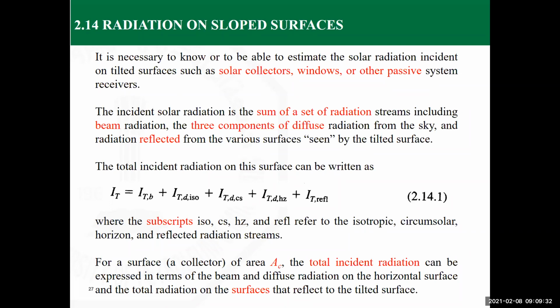So the subscripts: ISO, which is isotropic, is independent of the direction. CS, which is circumsolar, the circle of the solar energy, is the diffuse component falling onto the surface. HZ stands for horizontal, and REFL stands for reflected energy, which is coming from the ground.